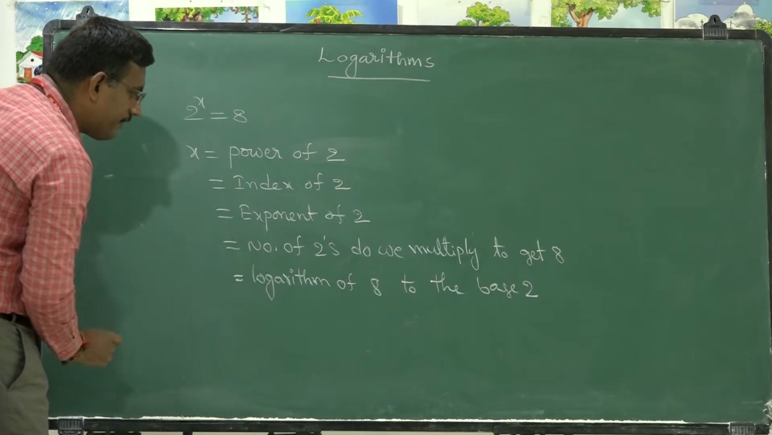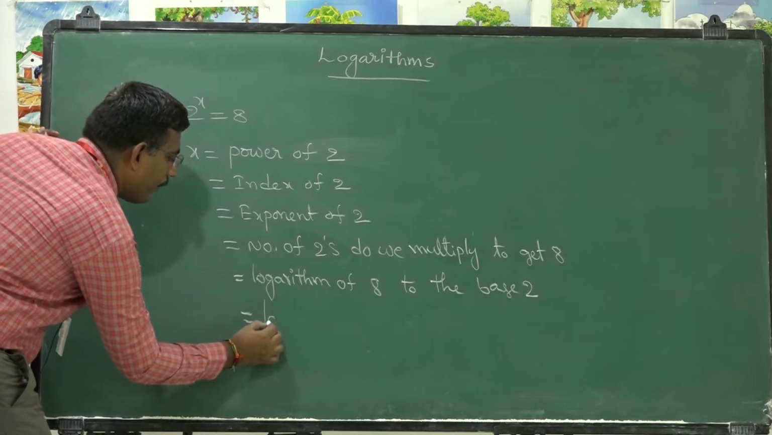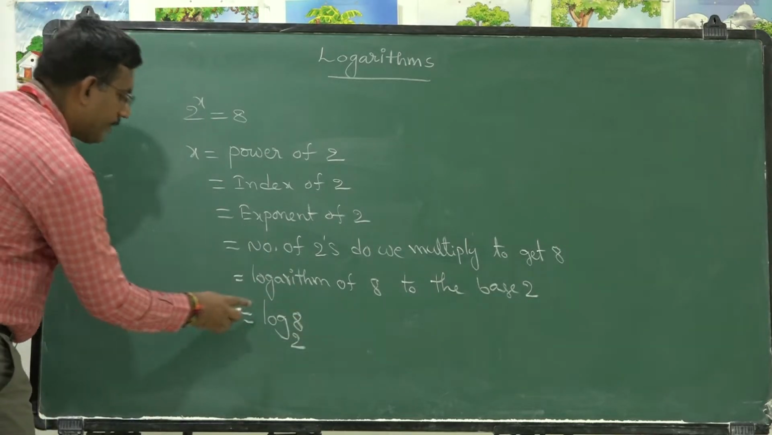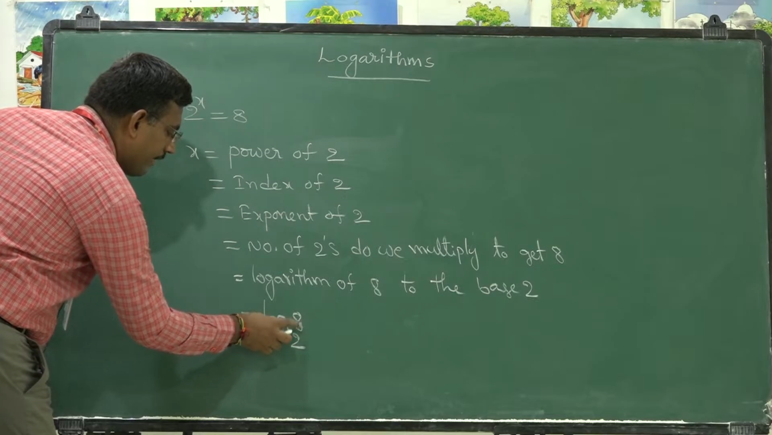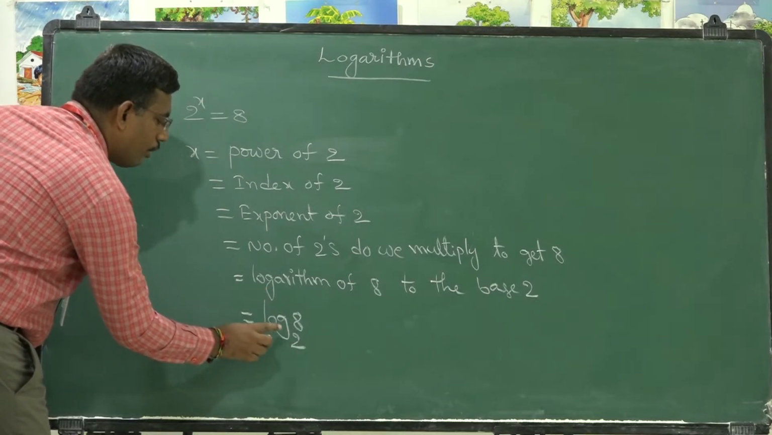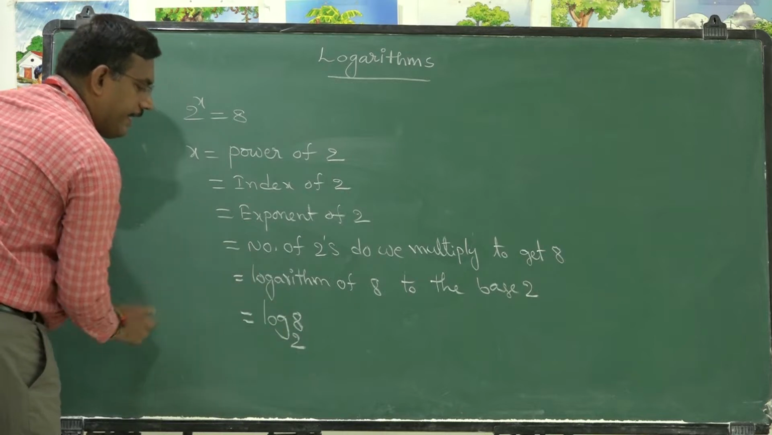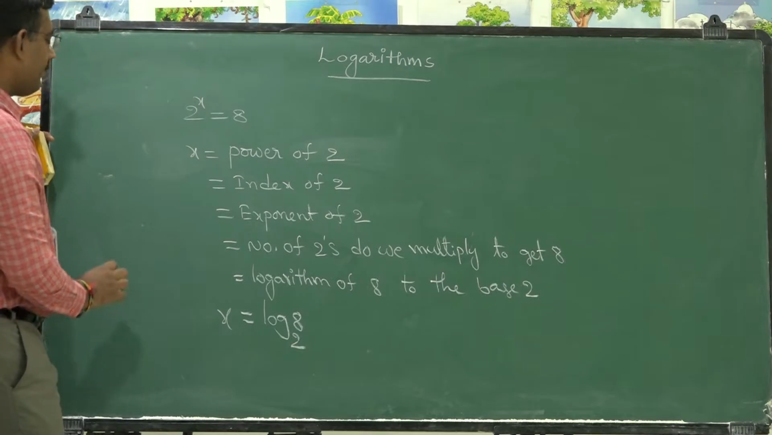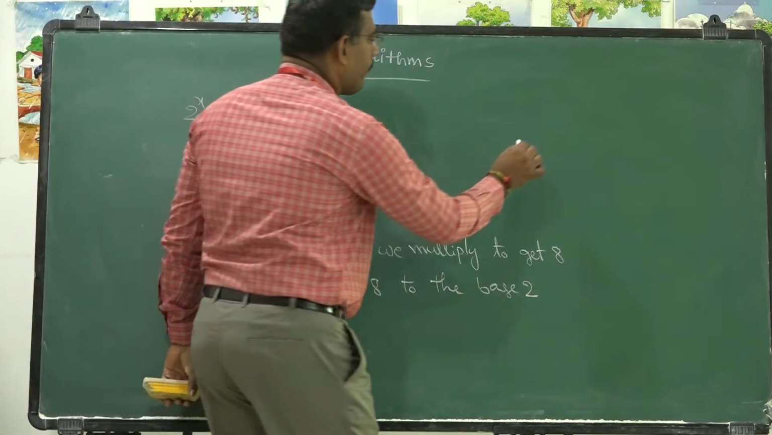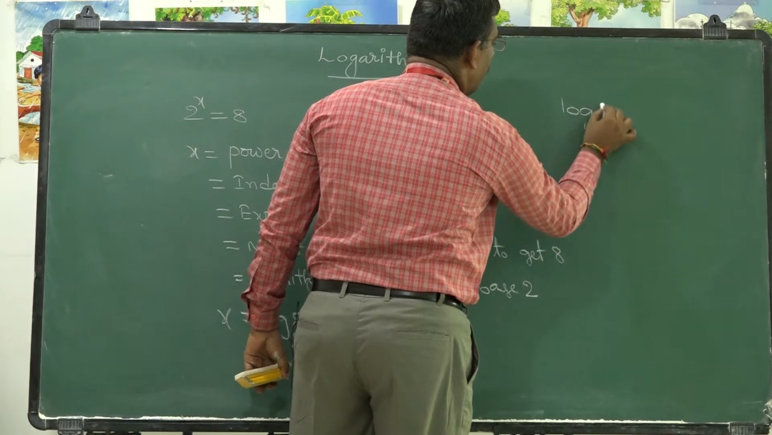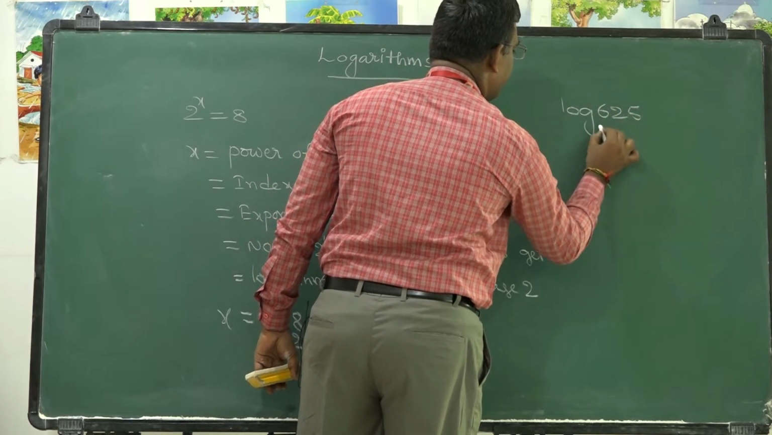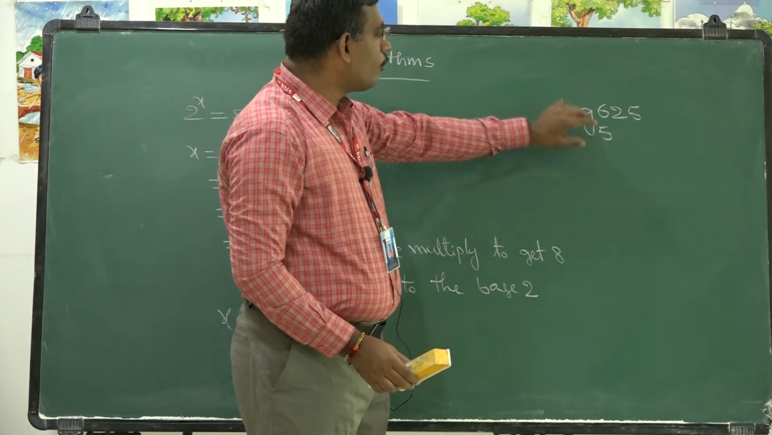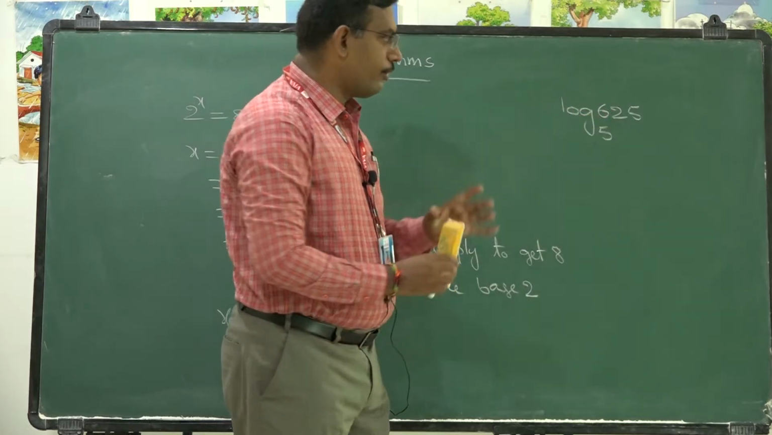Now the above sentence can be written in the form of log 8 base 2. So logarithm of 8 to the base 2. What is the meaning of log 8 base 2? How many 2's do we multiply to get 8? So x is equal to log 8 base 2. For example, what is the meaning of log 625 base 5? How many 5's do you multiply to get 625? That is 4.